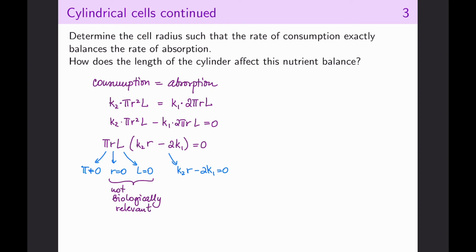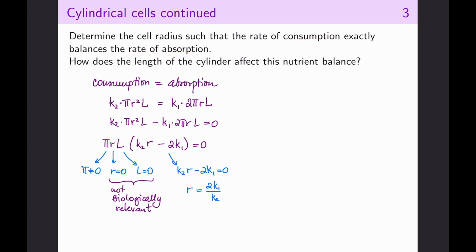On the other hand, this other case is something that we need to explore a little bit further. K1 and K2 are proportionality constants, which means that they're numbers. So the only thing I can solve for here is R. And if I move things around, I can see that R is going to be equal to 2K1 divided by K2. So I have myself an actual number that R, the radius of the cell, can be, such that consumption is exactly equal to the absorption.